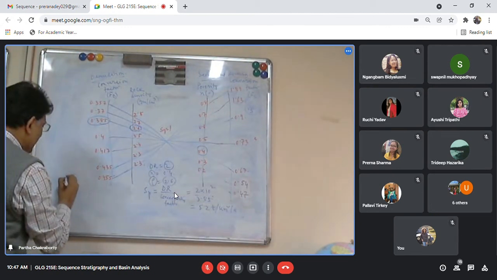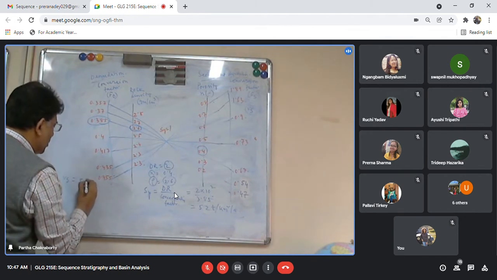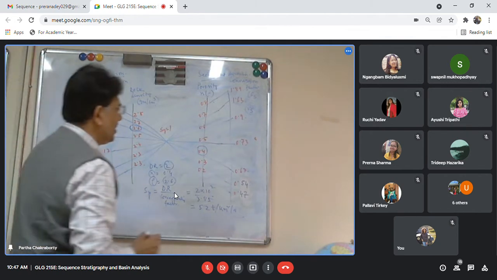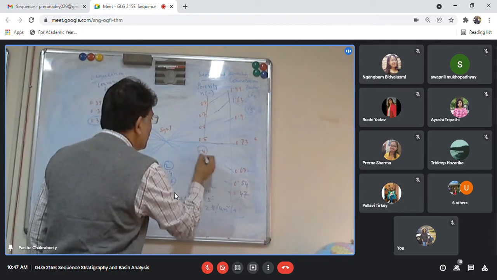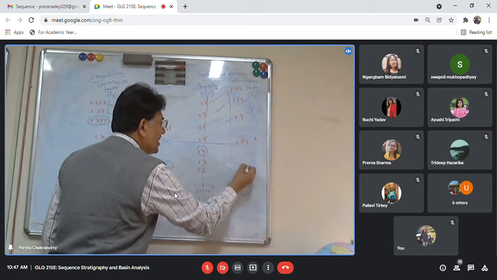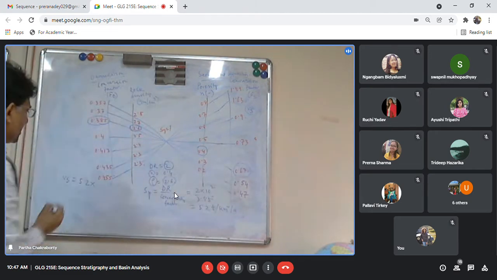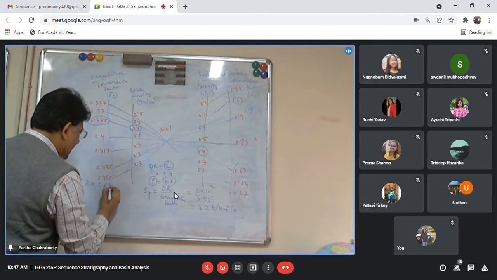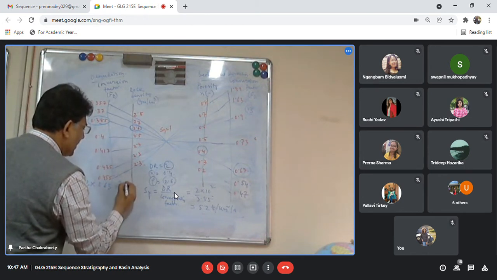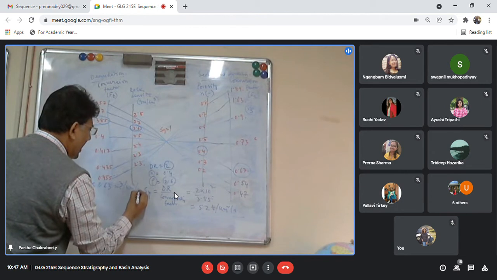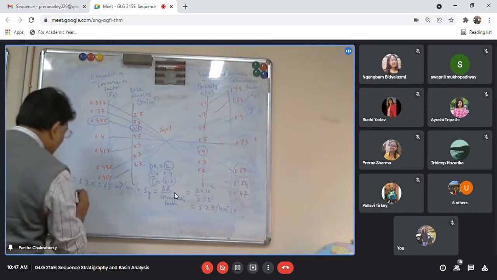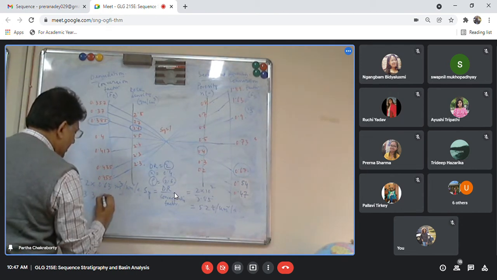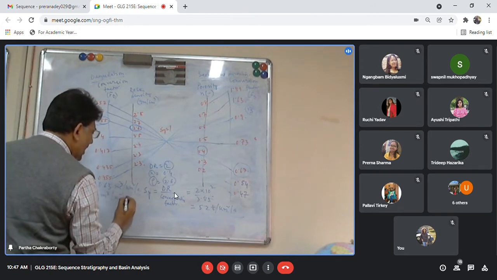So Vs will be 5.2 into the corresponding factor related to the porosity, that is 0.63, into 0.63 meter cube per kilometer square per annum. So what will this be? If I multiply 5.2 by 0.63, this will be 3.3 meter cube per kilometer square per annum.